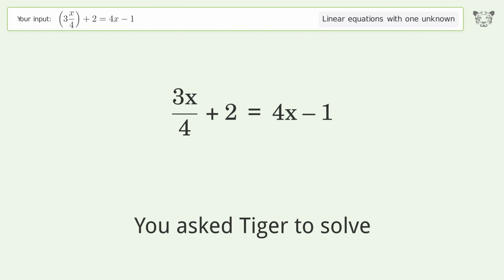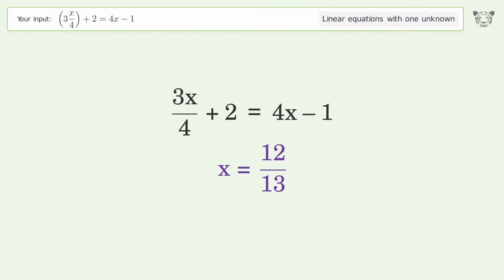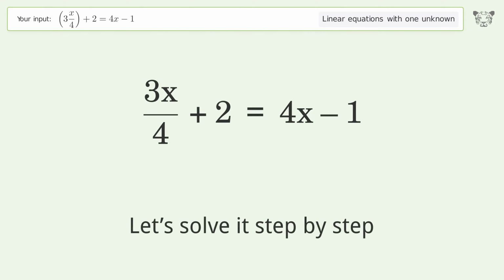You ask Tiger to solve this. It deals with linear equations with one unknown. The final result is x equals 12 over 13. Let's solve it step by step.